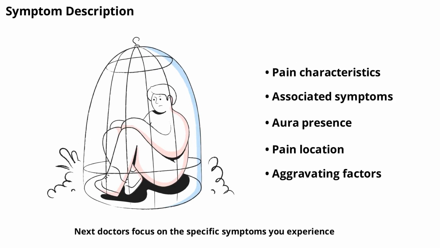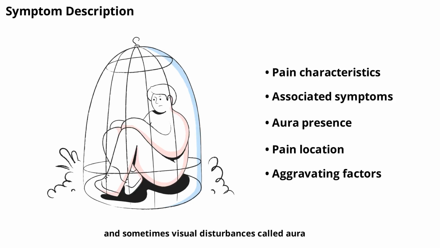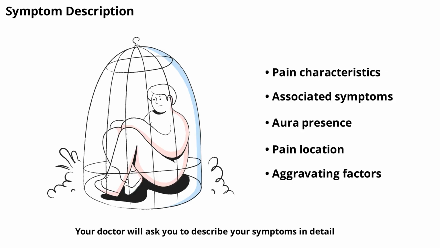Next, doctors focus on the specific symptoms you experience. Migraines often come with unique features such as throbbing pain, sensitivity to light or sound, nausea, and sometimes visual disturbances called aura. Your doctor will ask you to describe your symptoms in detail, including where the pain is located, how it feels, and what makes it better or worse. This helps differentiate migraines from other headache disorders and guides the next steps in diagnosis.